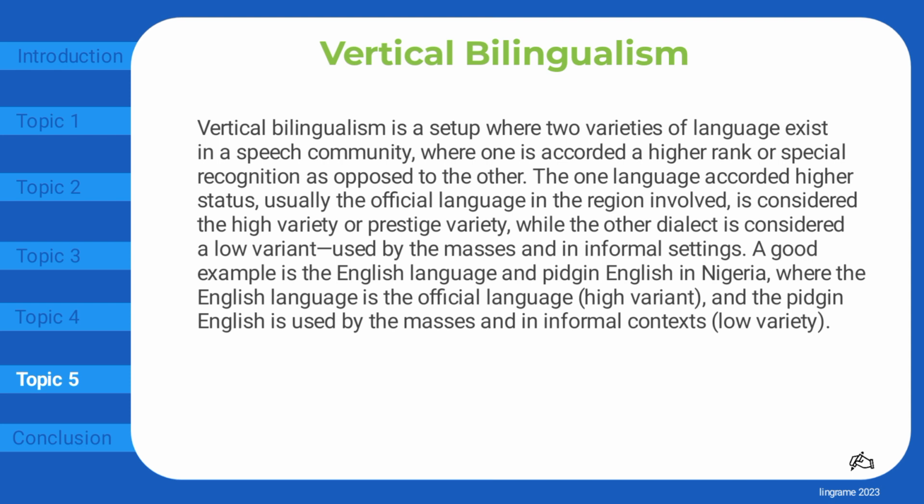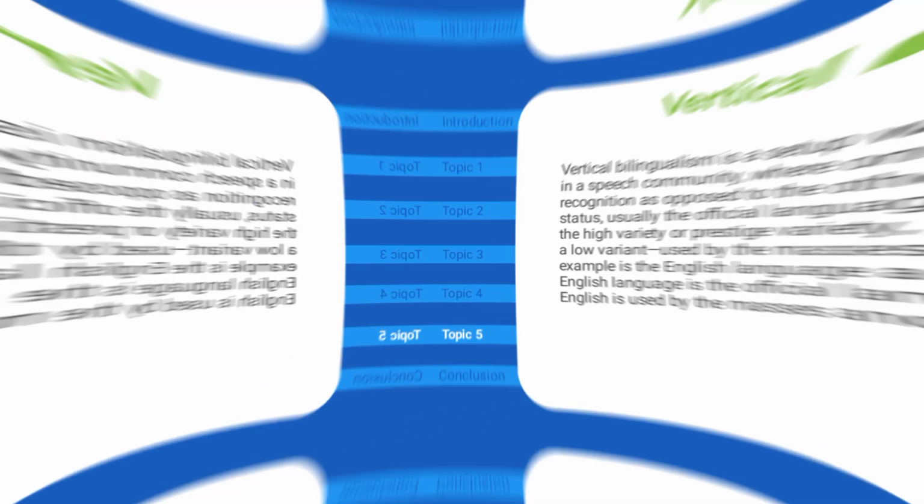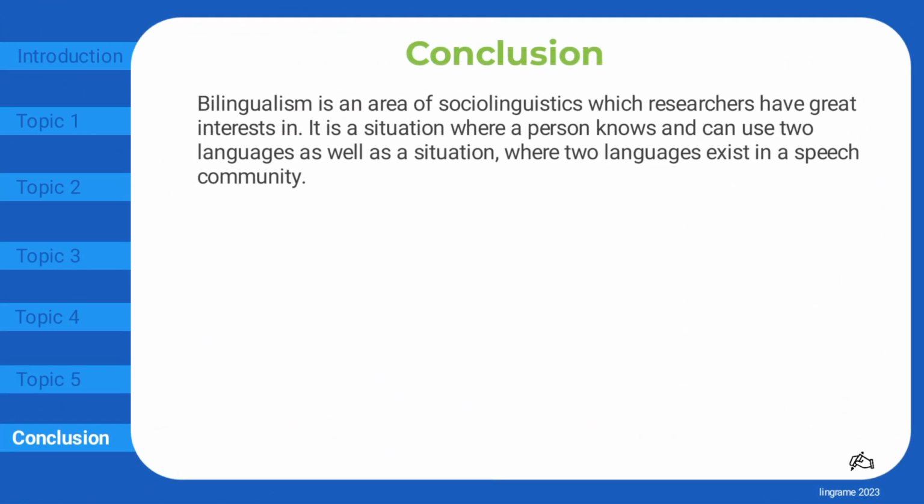A good example is the English language and Pidgin English in Nigeria, where the English language is the official language, high variant, and the Pidgin English is used by the masses, and in informal contexts, low variety. Bilingualism is an area of sociolinguistics which researchers have great interest in. It is a situation where a person knows and can use two languages, as well as a situation where two languages exist in a speech community.